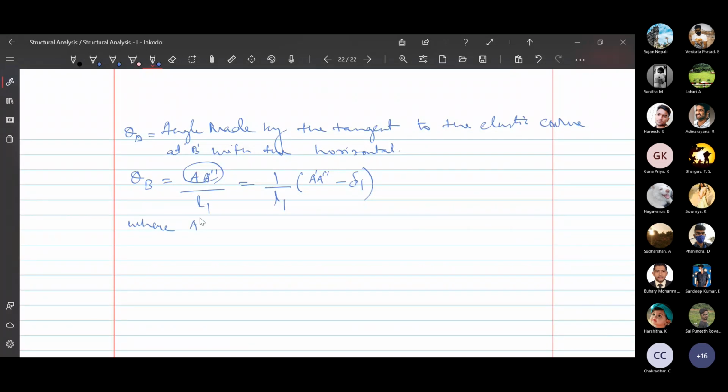What is this A dash A double dash? This is the deflection of the point A with respect to the tangent to the elastic curve at B. Please ask questions if you have any doubts. If you have any doubts, you can ask any questions till now.